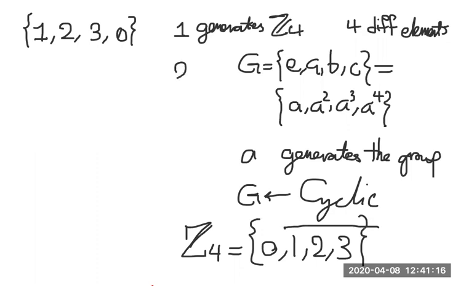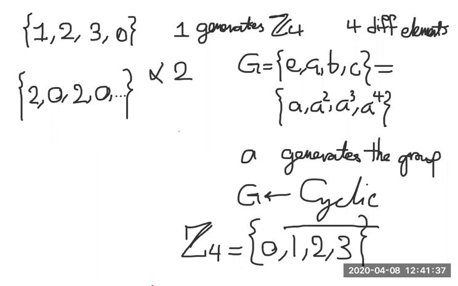But what about the other elements? What about 2? Does this one also generate Z4? Let's see. We have 2 plus 2, which is 4, and 4 mod 4 is 0. And 2 plus 0 is 2, and 0 again, and so on. So 2 does not generate Z4.